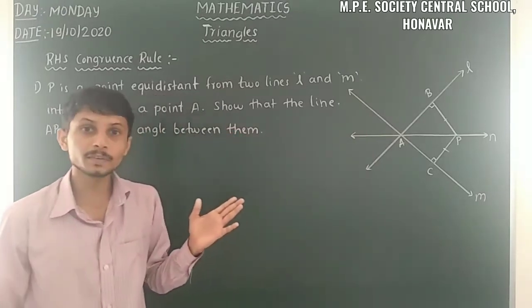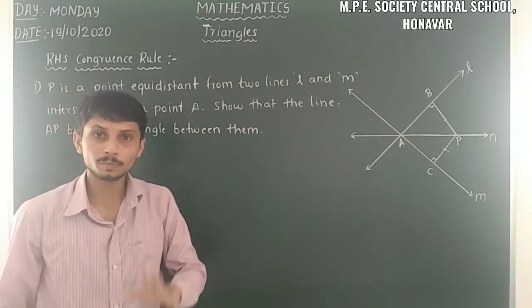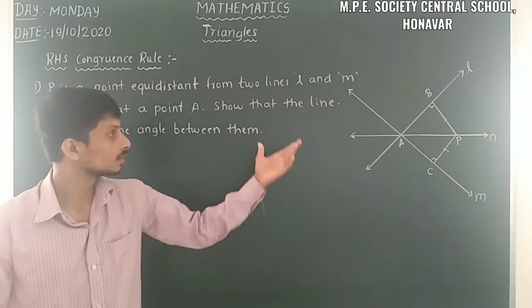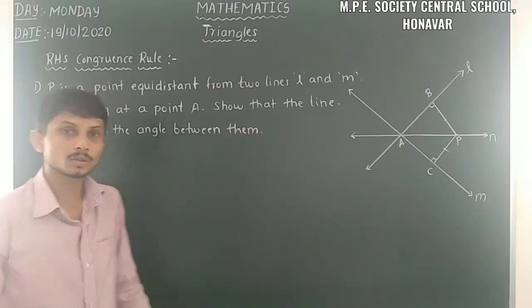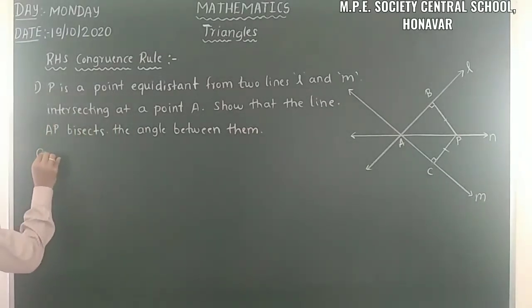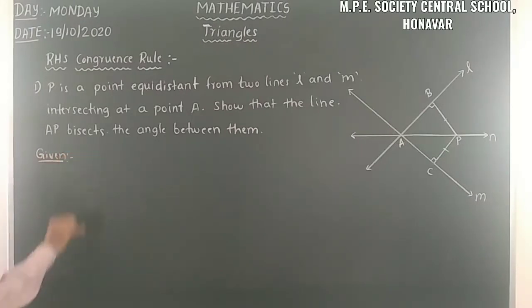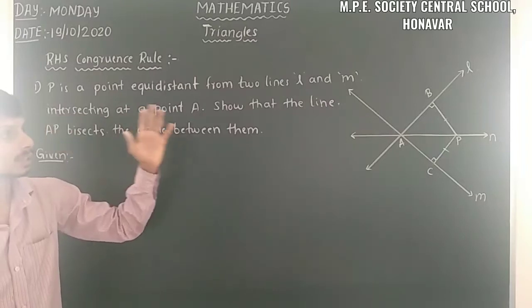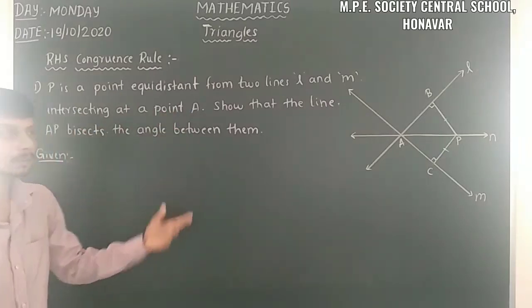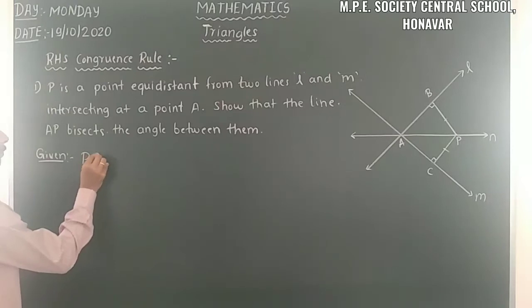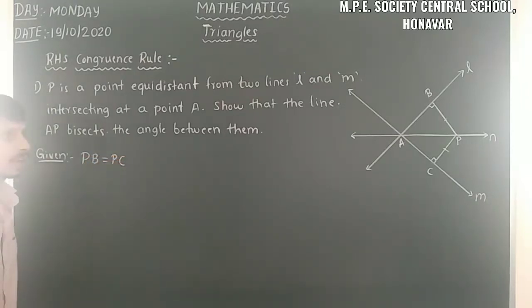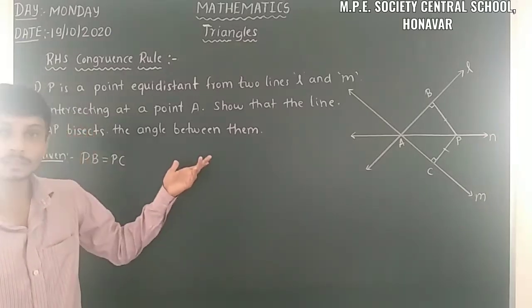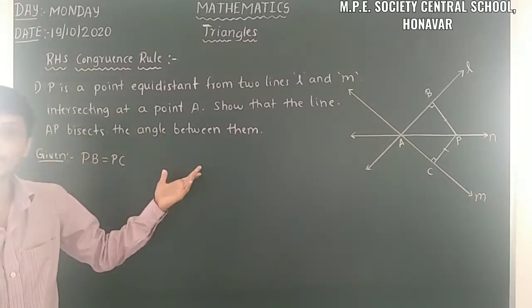So firstly we have to write what are the given things. From the given things we have to take the next step. What are the steps to take for the proof? Firstly we have to write given. What are the given things here? It is given that P is a point equidistant from two lines L and M. That is PB is equal to PC. Are there any other conditions? No. So next we have to prove.